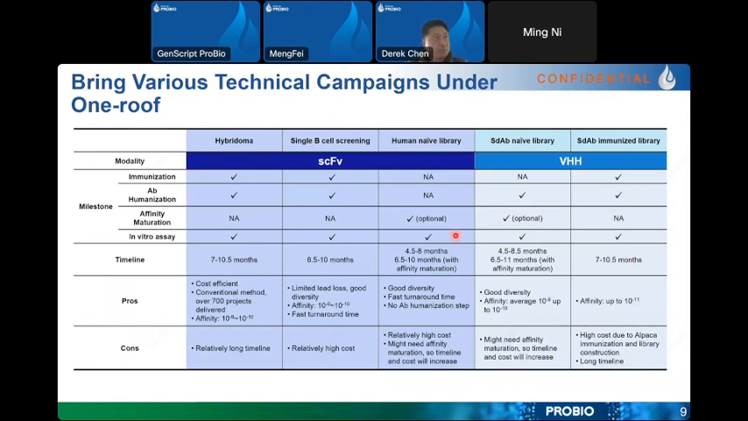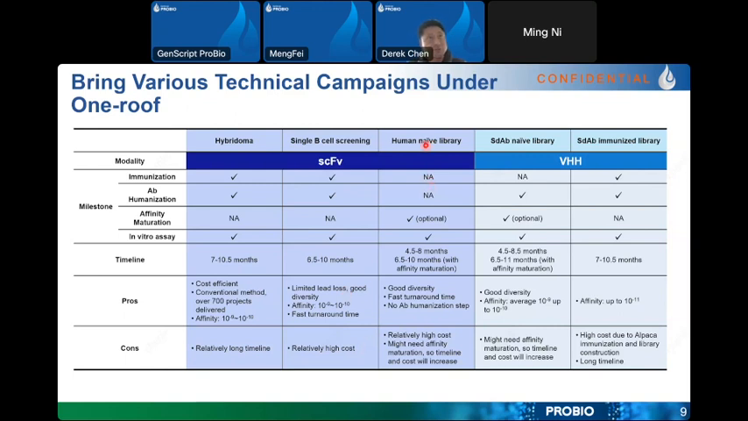Here I'm listing all 5 different approaches for CAR lead generation for a side-by-side comparison, including timelines, pros, and cons. Hybridoma is definitely the most cost-efficient way to generate antibody leads, but it takes longer, while single B cell is relatively faster with a slightly higher cost.